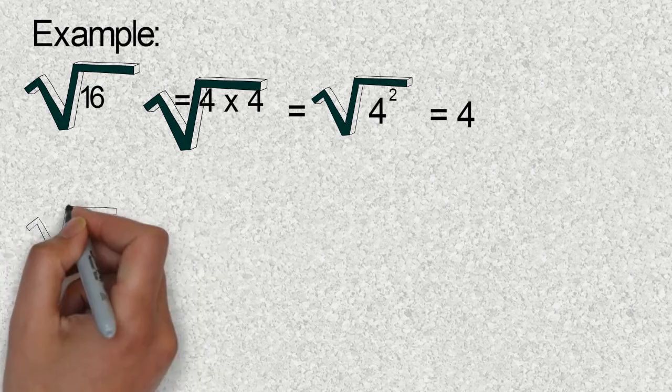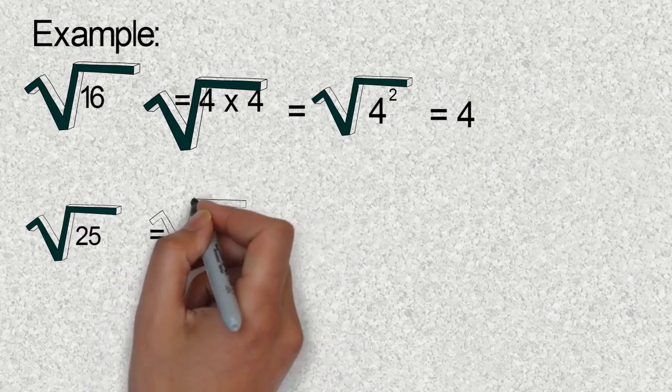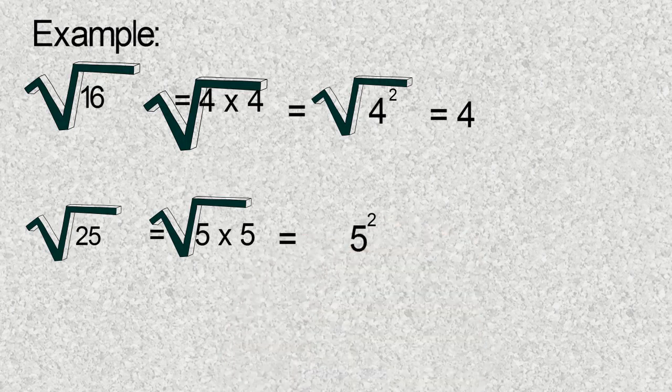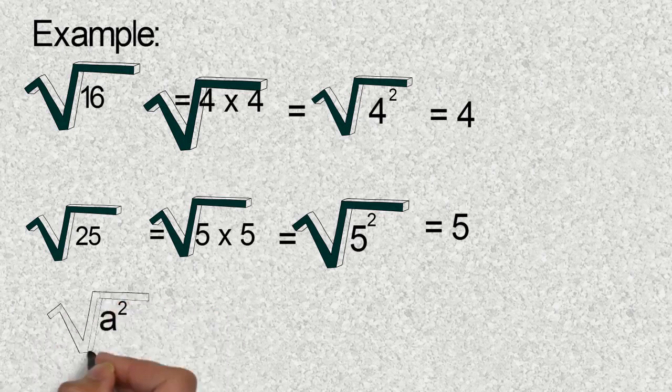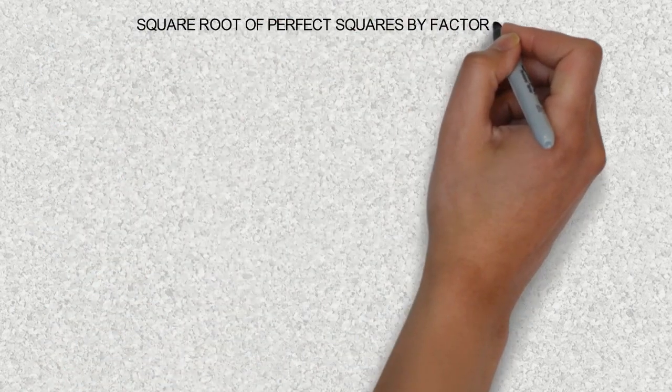Also, the square root of 25. 5 multiplied by 5 will give me 25. So square root of 5 multiplied by 5 is equal to square root of 5 squared. Can you see that? So the answer is 5. So the square root of 25 is 5. So also, we can use the term square root of a squared is equal to square root of a times a, which will give us a. That's just pretty simple. So anytime you have square root of a squared number, it will always give you that number.